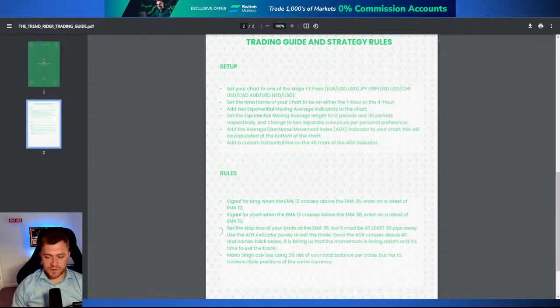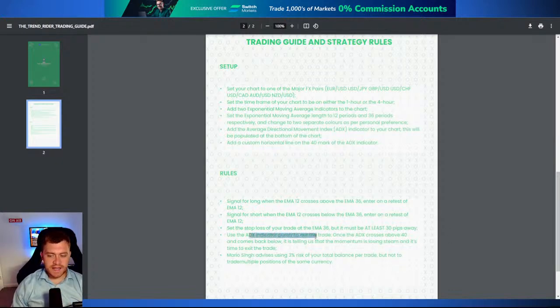But there's some rules. We only enter at the EMA 12 if the gap between the EMA 36 and the EMA 12 is at least 30 pips, because that is enough of a guideline, according to Mario Singh, to tell us that the trend is trending, basically.